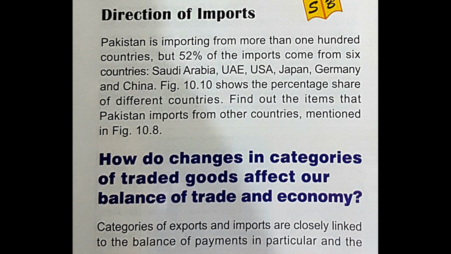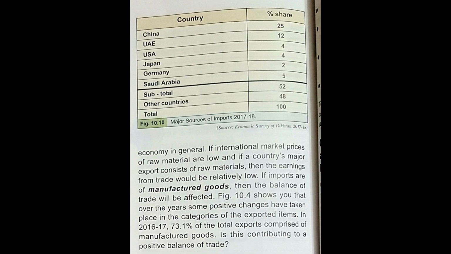How do changes in categories of traded goods affect our balance of trade and economy? Categories of exports and imports are closely linked to the balance of payments in particular and the economy in general. So these two things are very important to keep the balance. If international market prices of raw material are low, and if a country's major export consists of raw materials, then the earnings from trade would be relatively low. If imports are of manufactured goods, then the balance of trade will be affected.